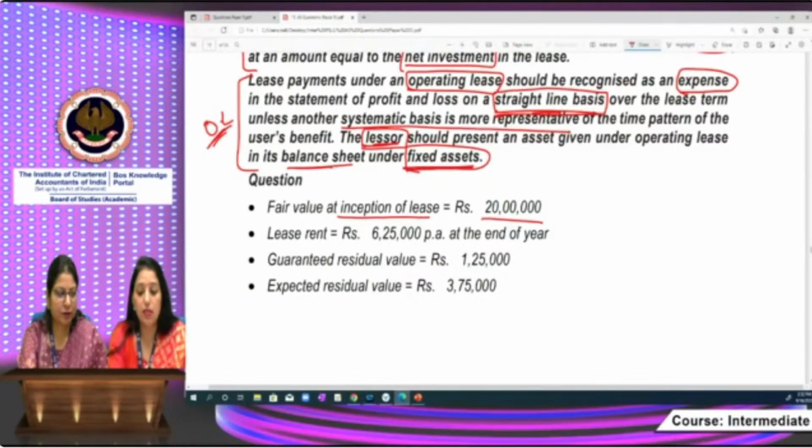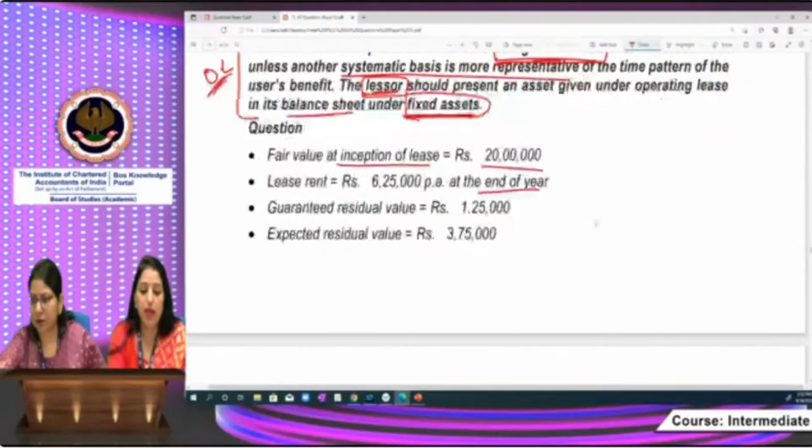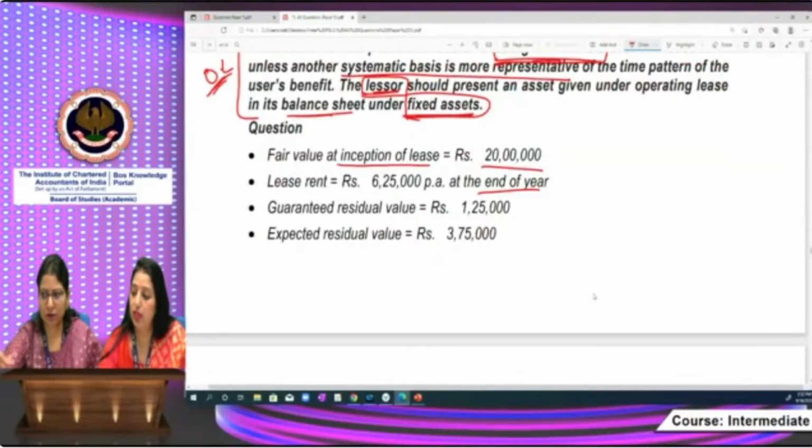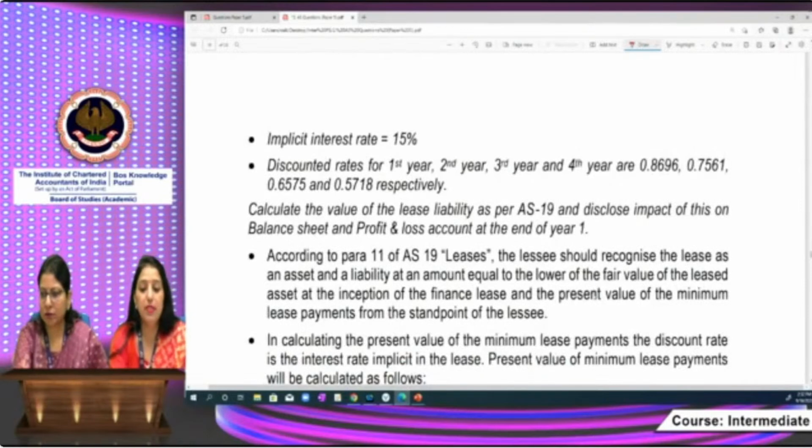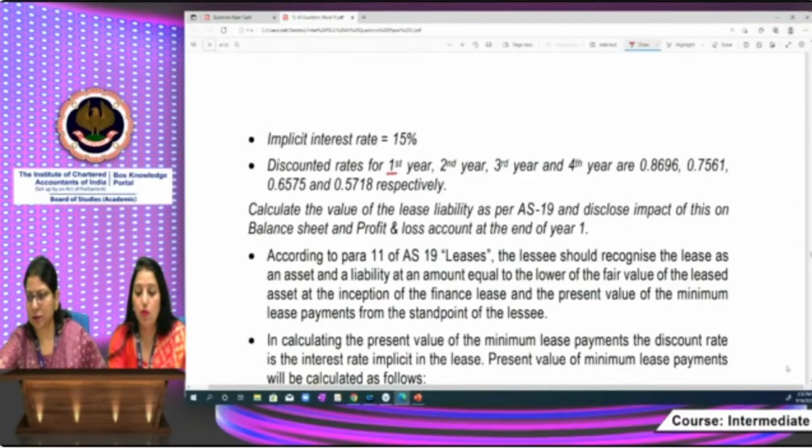Lease rent is 6,25,000 per annum at the end of the year. Guaranteed residual value 1,25,000. Expected residual value 3,75,000. And implicit interest rate is 15%. And the discounting rates for the first, second, third and fourth year are given.